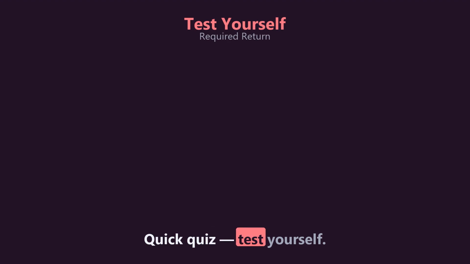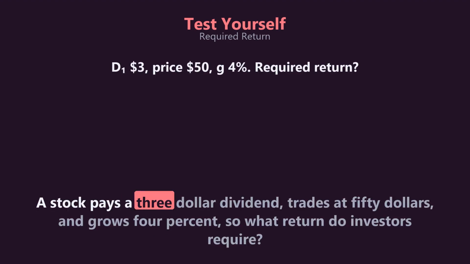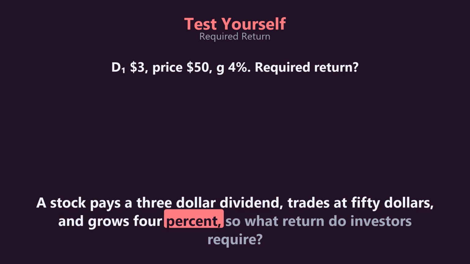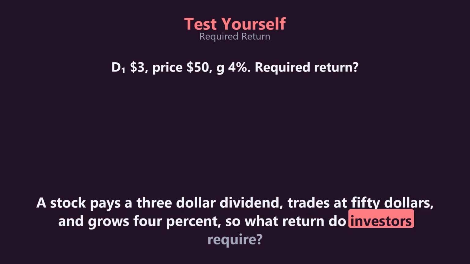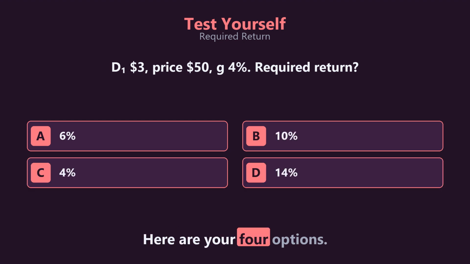Quick quiz, test yourself. A stock pays a $3 dividend, trades at $50, and grows 4%, so what return do investors require? Here are your 4 options.